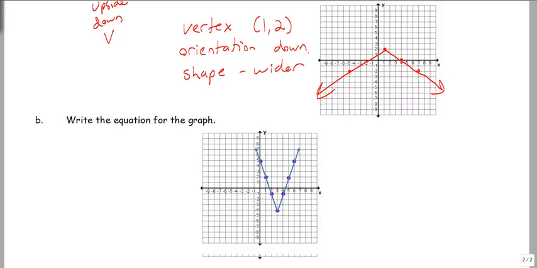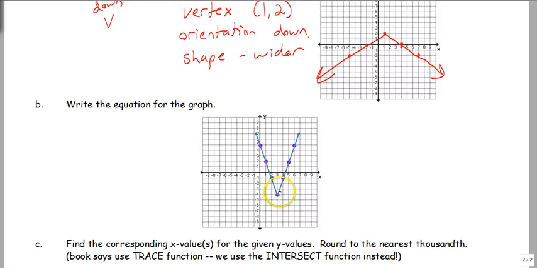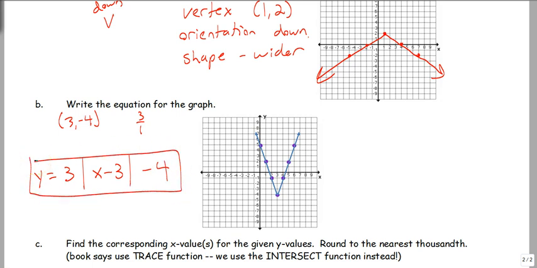Alright, now we have to do the opposite. Let's write an equation. Well, we need the vertex, so there's our vertex at 3, negative 4. And the slope here is 1, 2, 3, 1. So we have a 3/1 slope. Its orientation is up, so we don't have to worry about a negative sign. So let's write it. y equals, it's a positive 3/1 slope, so you can just say 3, absolute value. It's a 3 to the right shift, so we're going to have x minus 3. And then it is a downward shift of 4, so we're going to subtract 4. There it is. That's all you have to do for that.